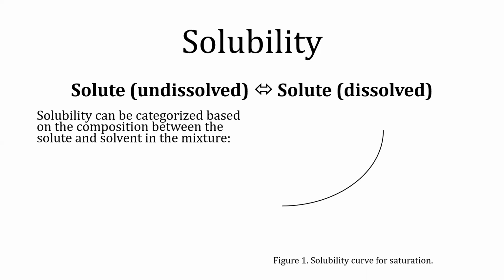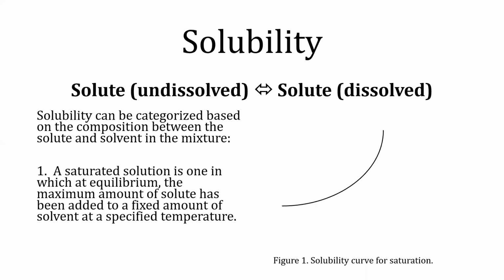There are three categories, starting with a saturated solution, which has the maximum amount of solid added to a fixed amount of solvent at a specific temperature. On a solubility curve, it is located on the curve depending on the temperature of the solution.